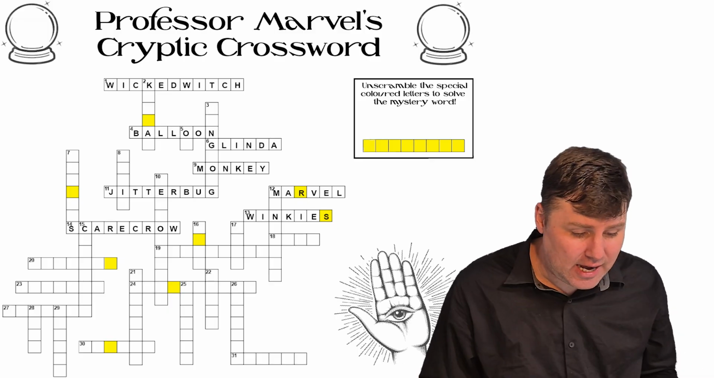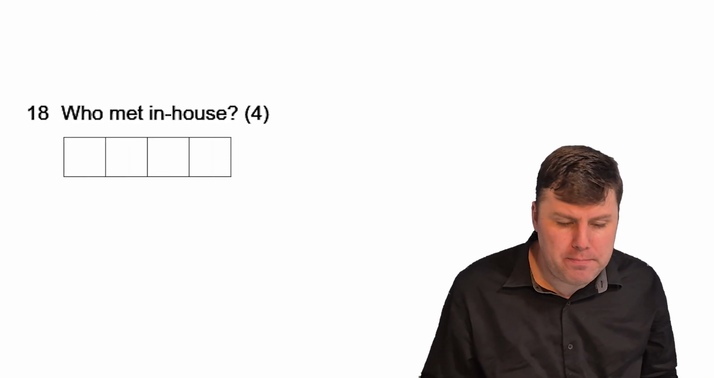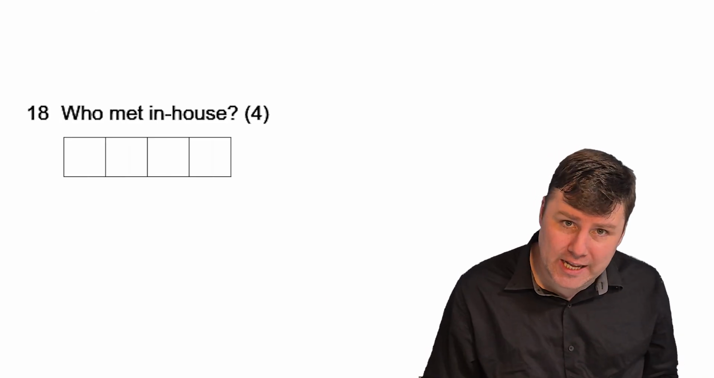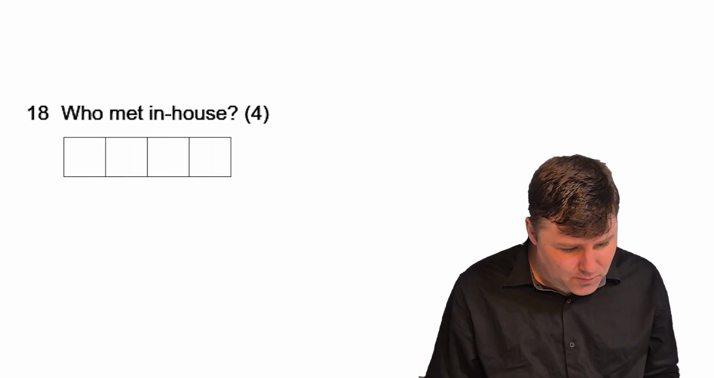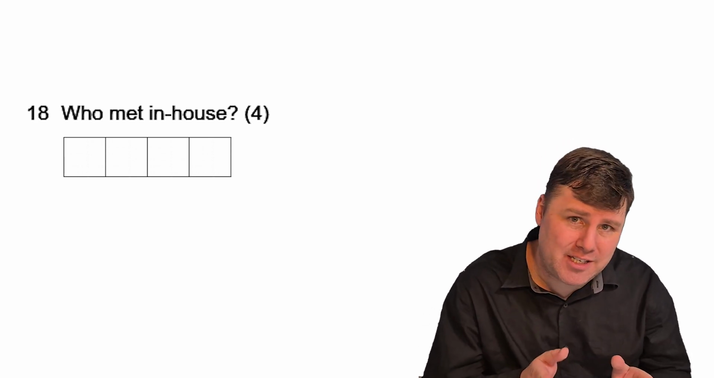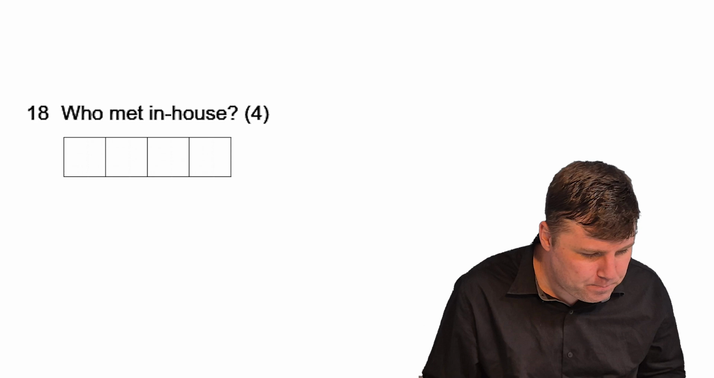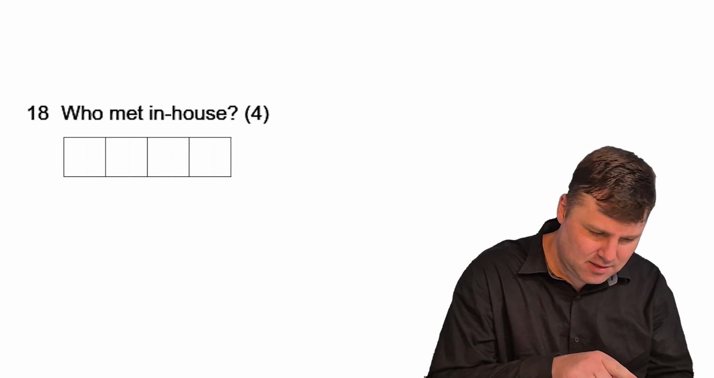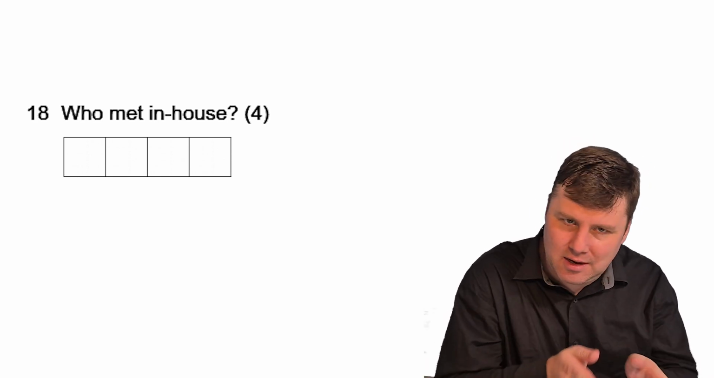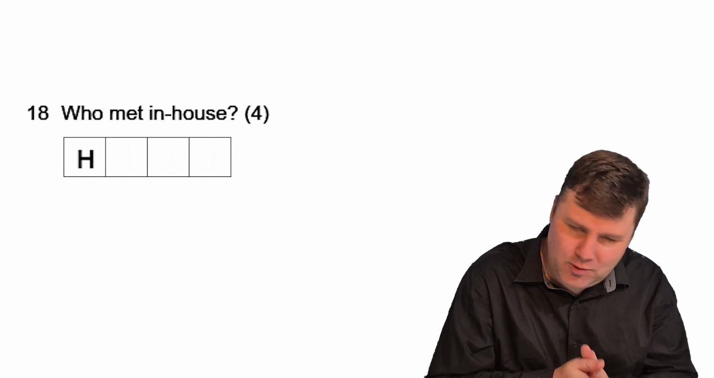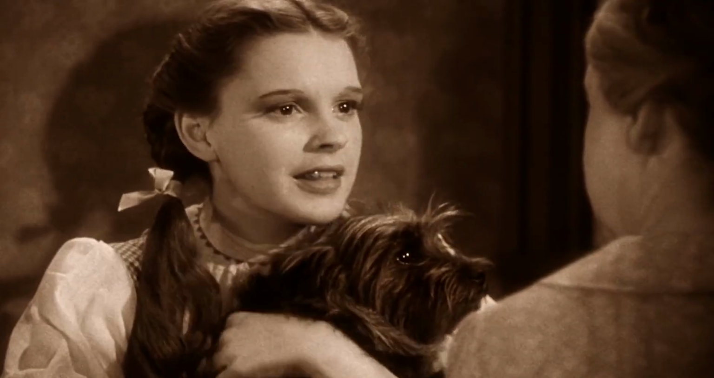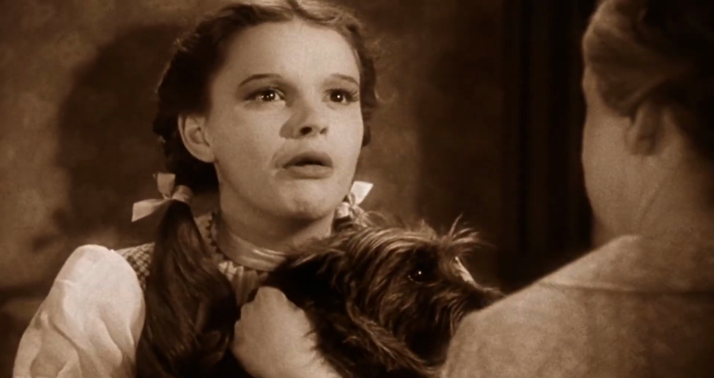18 across, short and sweet. Who met in house? 4 letters. So already there's not much material here that we can work with, so the answer is going to be in there somewhere. Who met in house? The letters are right there in the middle of who met. 4 letters, home. There's no place like home.